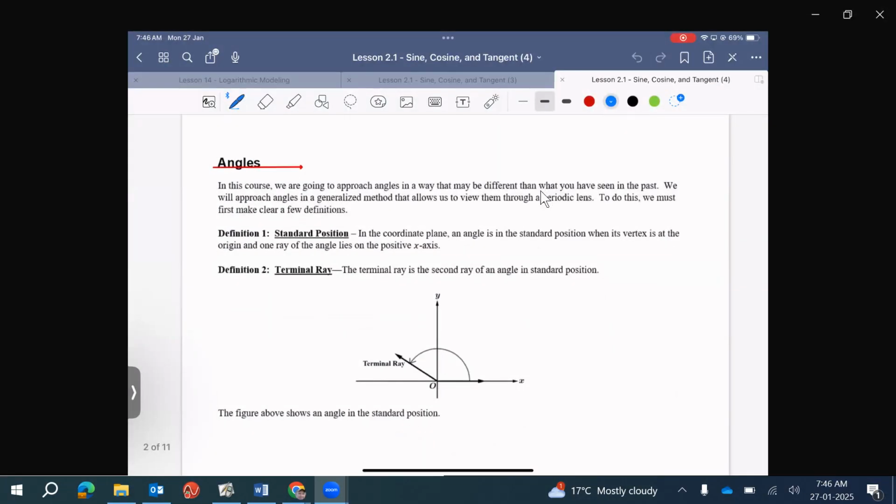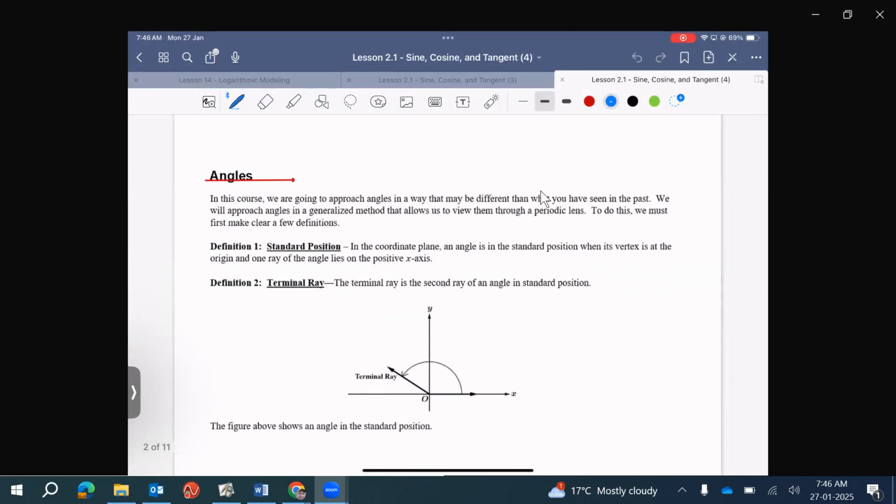So, what is an angle? An angle, if we take this ray that lies along the x-axis here like that, we can see the little ray there. If we rotate it anti-clockwise around a certain amount of distance, that's usually measured in degrees, until it stops, we get the terminal ray. The measure of the angle in standard position is the distance between the standard position and the terminal ray.